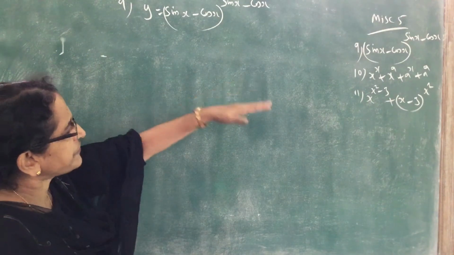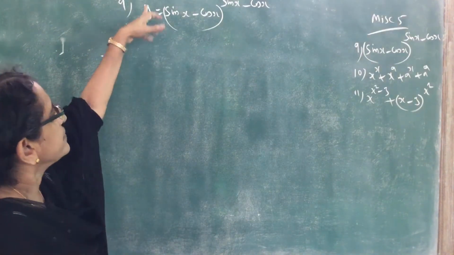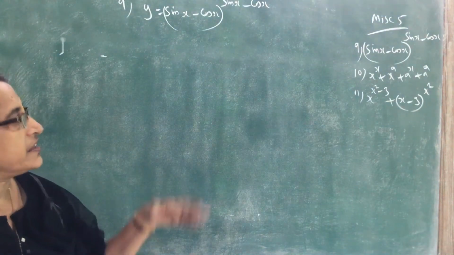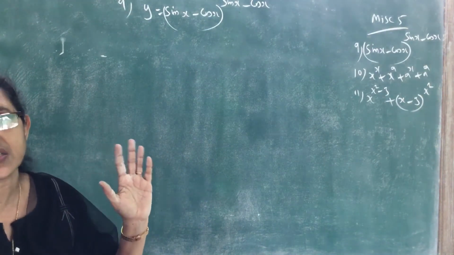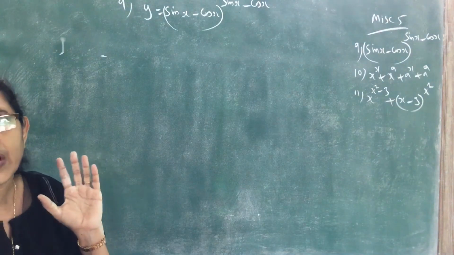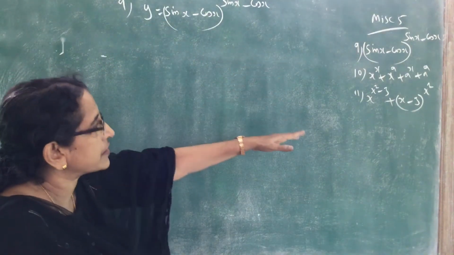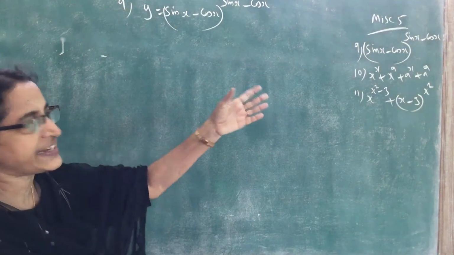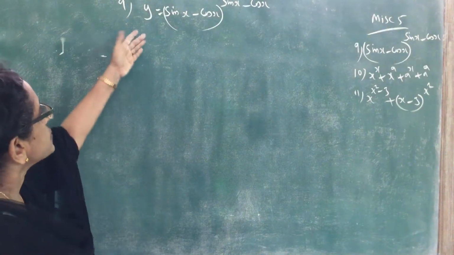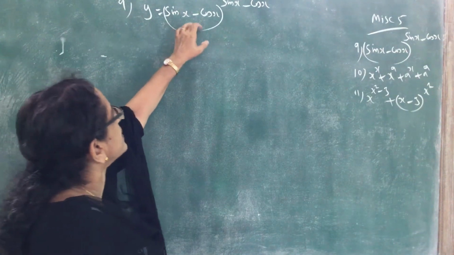So we can take that given function as y. Then we have to find dy by dx. These are all explicit functions, functions of only x. There is only x here. So y equal to, we can write f of x, that given function. So here, how to differentiate this function with respect to x?